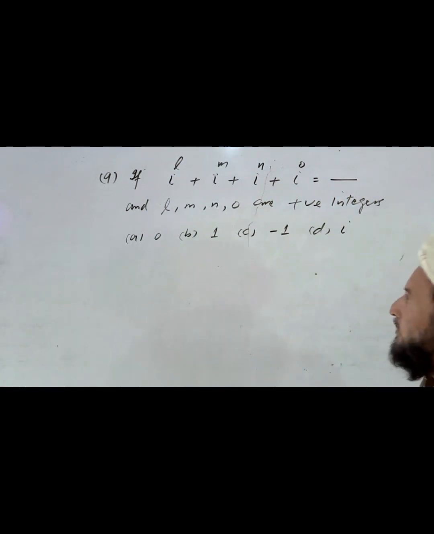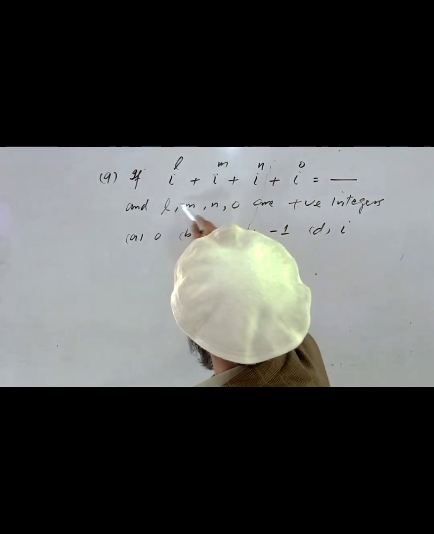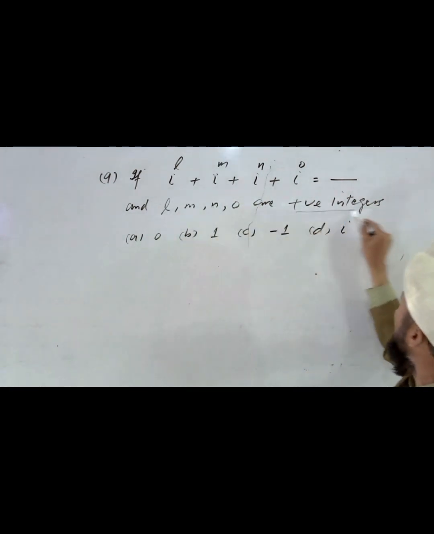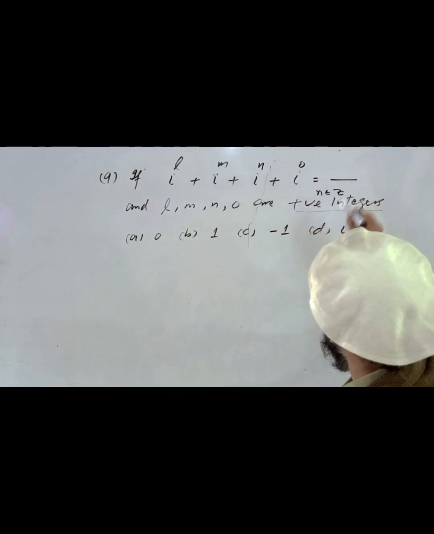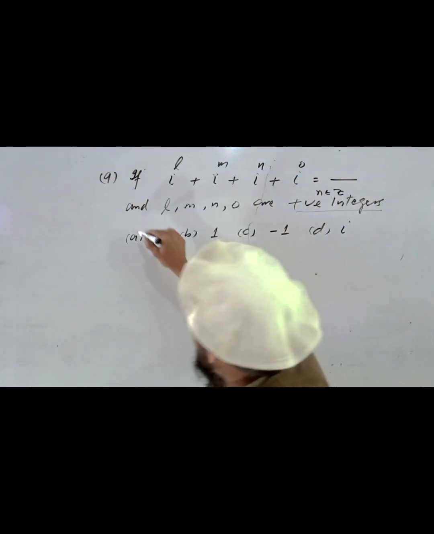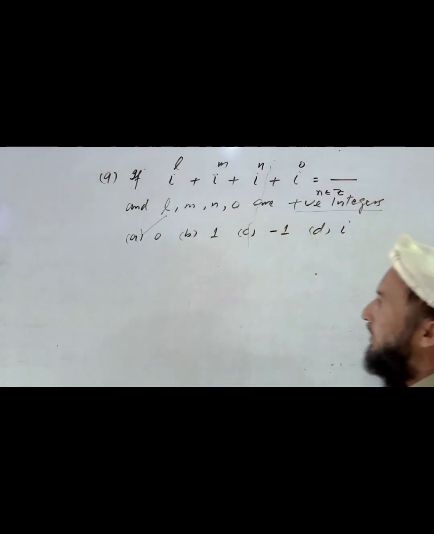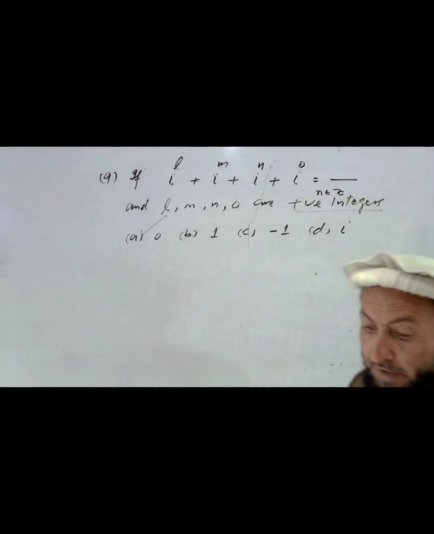According to the general property we have discussed here, L, M, N are positive integers. That means N belongs to Z, positive integers. So the result will be equal to 0, according to the property we have already discussed.